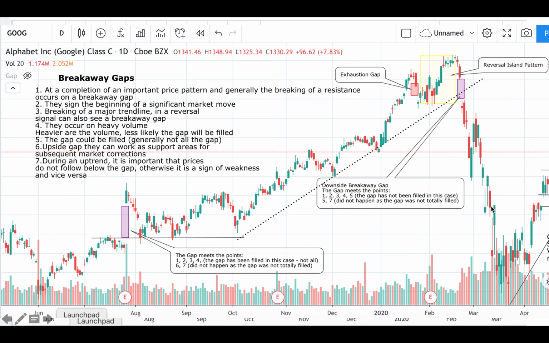Correct. This is uptrend. This is downtrend. They occur on heavy volume. We said it. Breaking a major trend line is a reversal signal, and we can also see a breakaway gap. This is what we just saw. Then the gap could be filled. That means that the price will go down to the bottom of the gap.